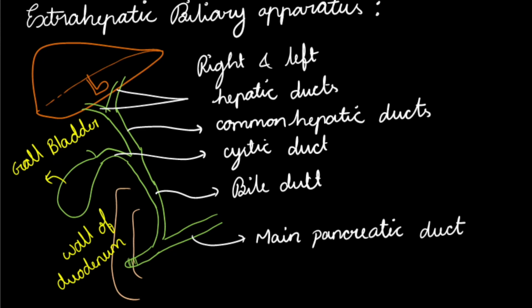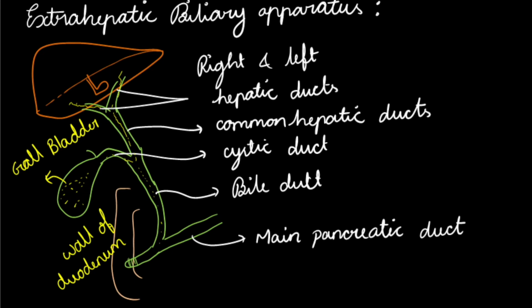Here we had already read about liver anatomy and liver histology in our previous video. We know that the bile is secreted from the hepatocytes, and from here the bile is collected through the right and left hepatic ducts, and from here it passes to the common hepatic duct and it enters into the gallbladder, and here the bile gets stored. Then after storage in the gallbladder, the bile enters into the second part of the duodenum.